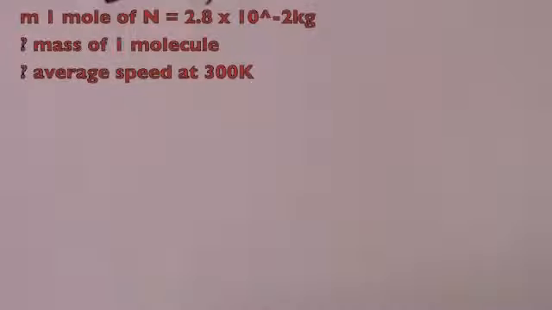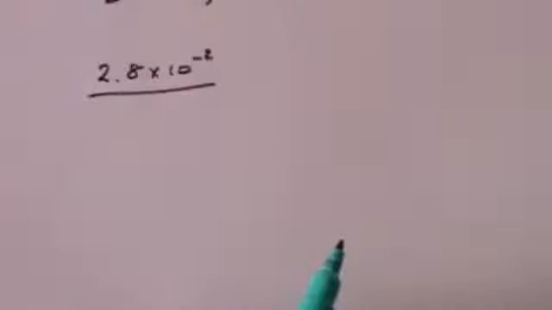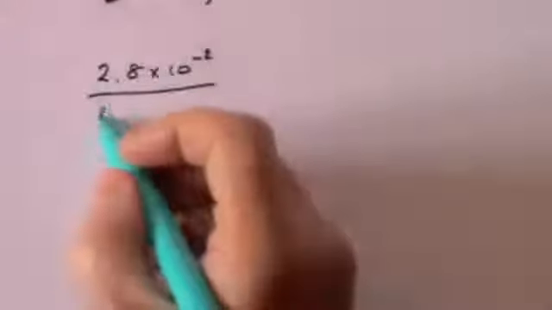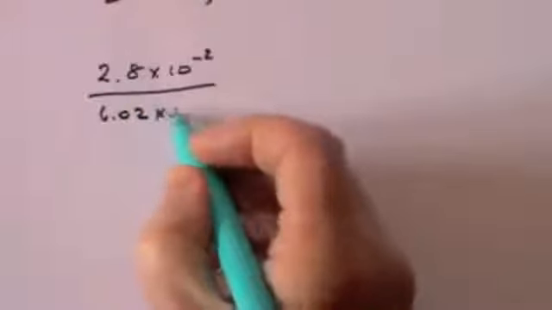Question 3. The mass of 1 mole of nitrogen is 2.8 times 10 to the minus 2 kilograms. We had that in question 1. We're asked 2 questions. What is the mass of 1 molecule? And what is the typical or average speed of that molecule at 300 Kelvin? Well, we know that the mass of 1 mole is 2.8 times 10 to the minus 2 kilograms. And we know how many molecules there are in a mole because that is the Avogadro constant, 6.02 times 10 to the 23.